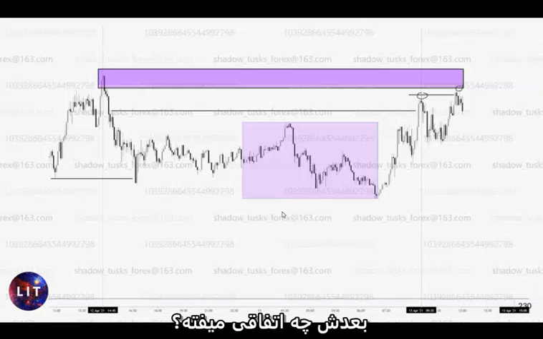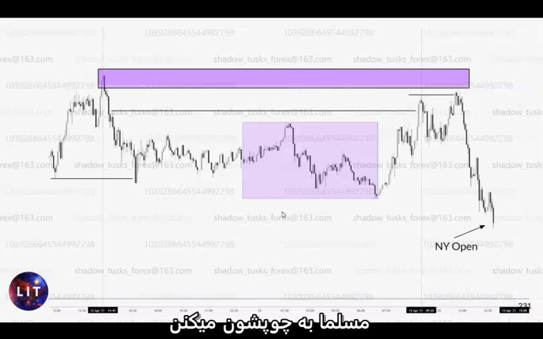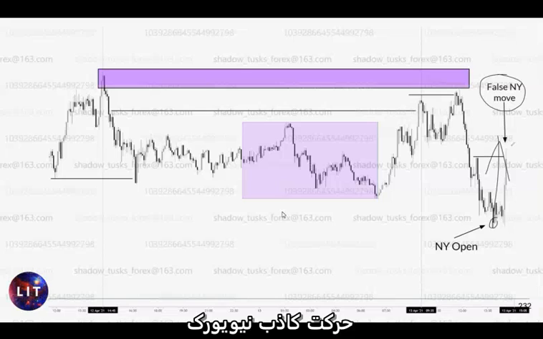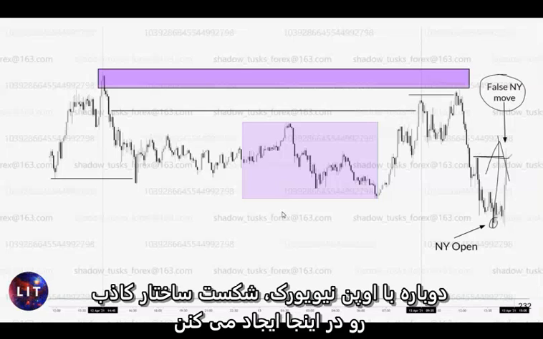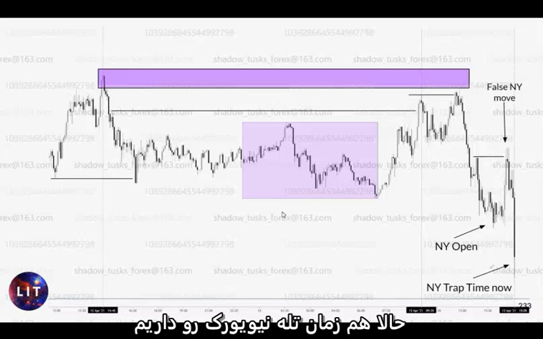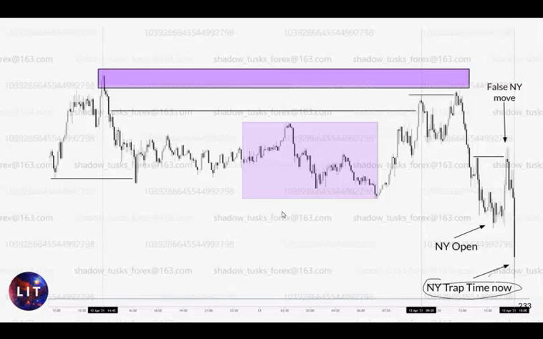So what is going on next? Of course, now we have London Open. What do they do? Reversing price. New York, false New York move though. Again, faking the break of structure in here with New York Open. And guess what? Pushing price lower. Now we have New York trap time. Look at the clock in here. 3 o'clock, almost to the minute.